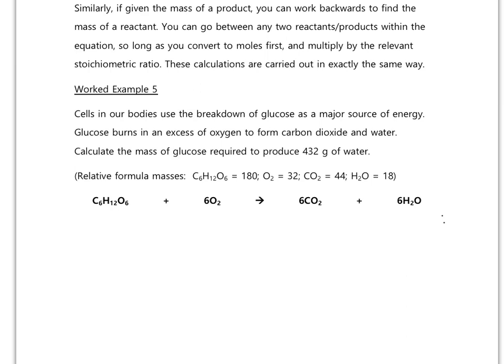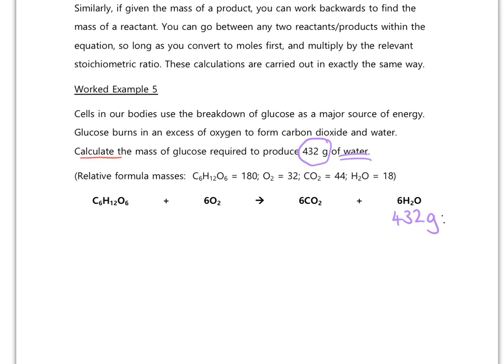Step number 1, write the information that you know underneath the equation. So the mass I've been given in this example is 432 grams, and that represents the mass of water. So I'm going to write underneath my water, and water is H2O, that I have 432 grams of it. So this reaction is producing 432 grams of water, and it's in grams, so I don't need to convert it. Our units are fine. The second part of step 1 is to put a question mark underneath the thing that I'm trying to work out.